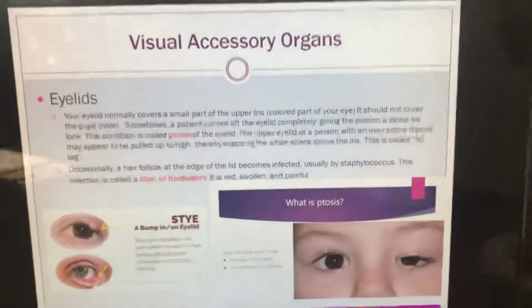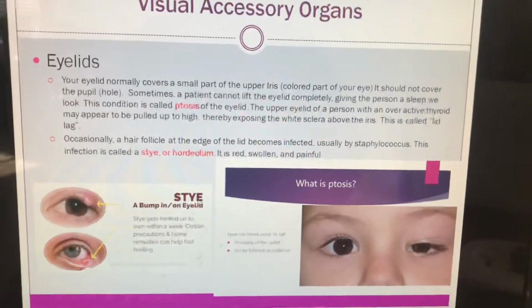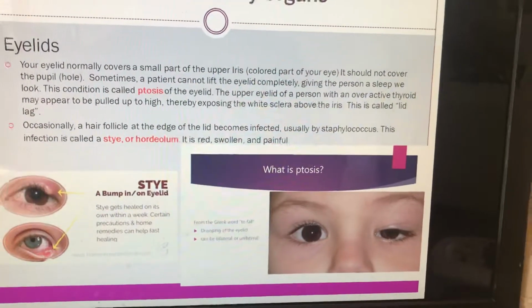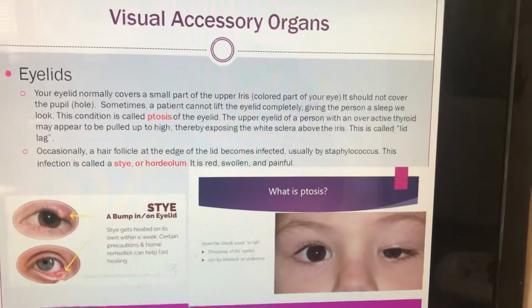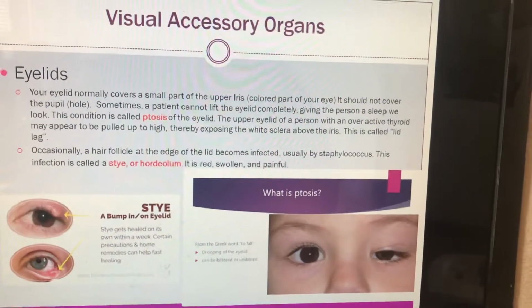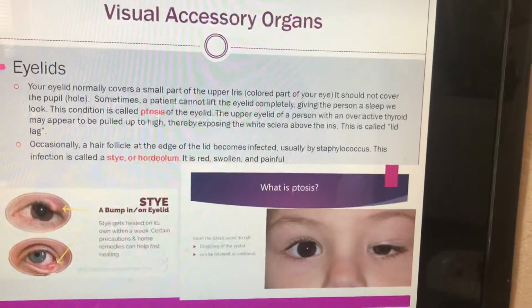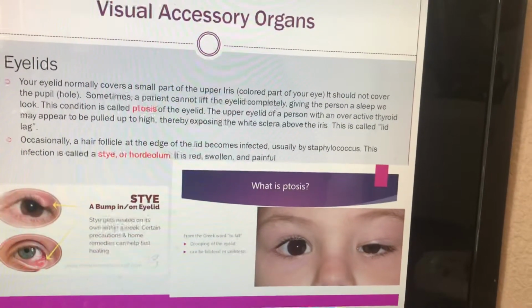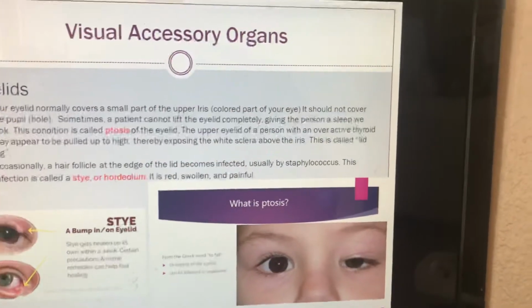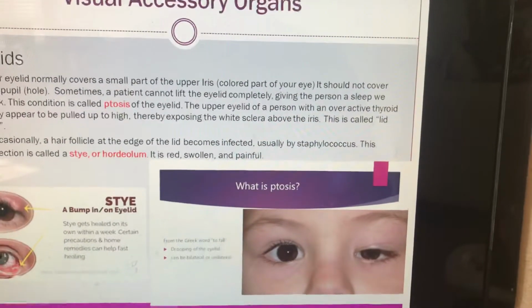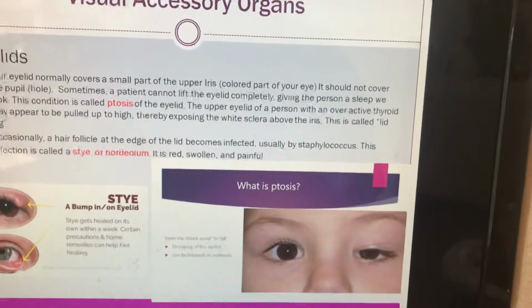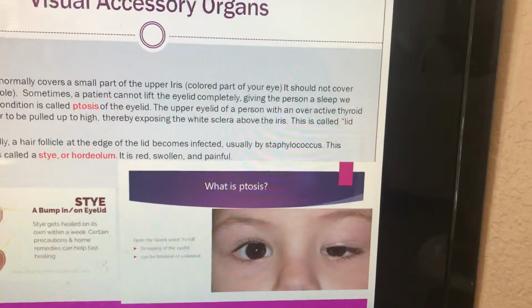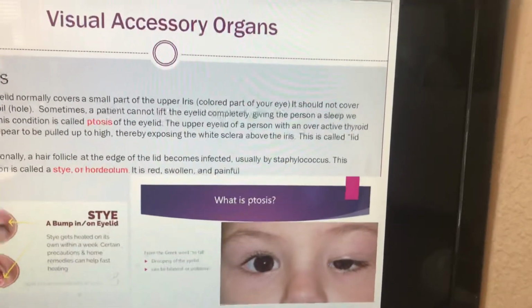Your eyelids normally cover a small part of the upper iris, which is the colored part of the eye, and they should not cover the pupil. Sometimes the patient cannot lift the eyelid completely, giving the person a sleepy look. This condition is called ptosis of the eyelid. The upper eyelid of a person with an overactive thyroid may appear to be pulled up too high, thereby exposing the white sclera above the iris. This is called lid lag.